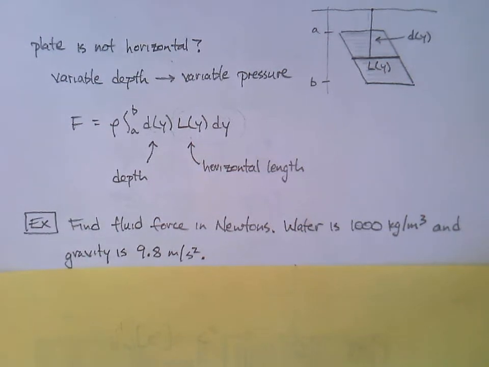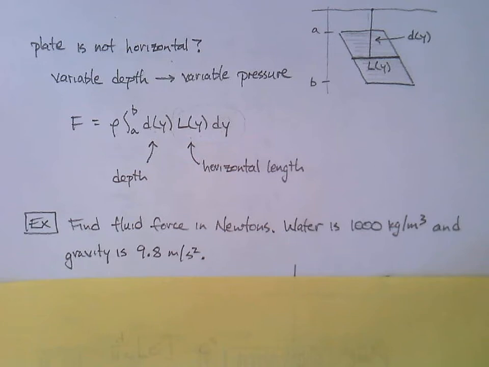Picking up where we left off, of course, we're going to apply our integral formula for the fluid pressure right here. So our example: find the fluid force in newtons this time. Water is 1,000 kilograms per meter cubed. And if we're working in metric, then we'll also note that gravity is 9.8 meters per second squared. So kind of coming at it from a math angle versus a physics angle.